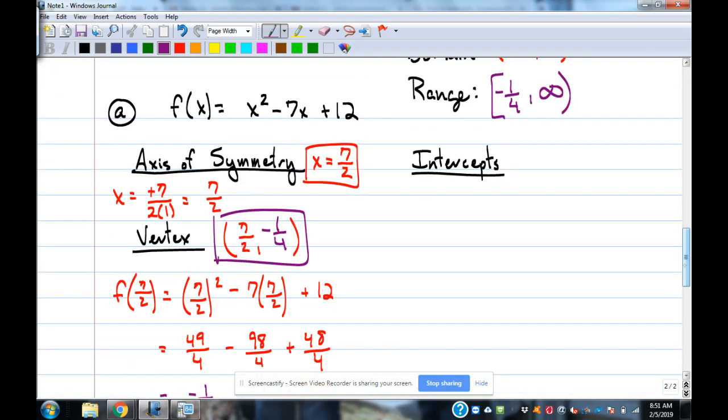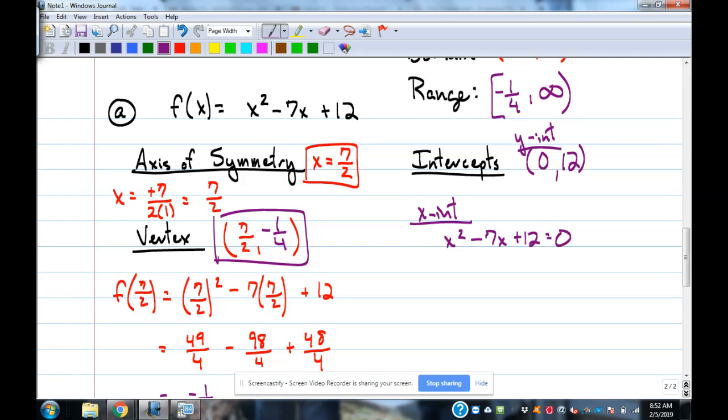Intercepts. I like to do the y-intercept first because it's super easy. What is the y-intercept? Okay. Give me the ordered pair for that. 0, 12. Thank you. All right. X-intercepts. That's our y-intercept. It's an intercept. We're just calling it a y-intercept. You don't really have to tell it's y-intercept. How do we find our x-intercepts? We set that function equal to 0 and work it from there.